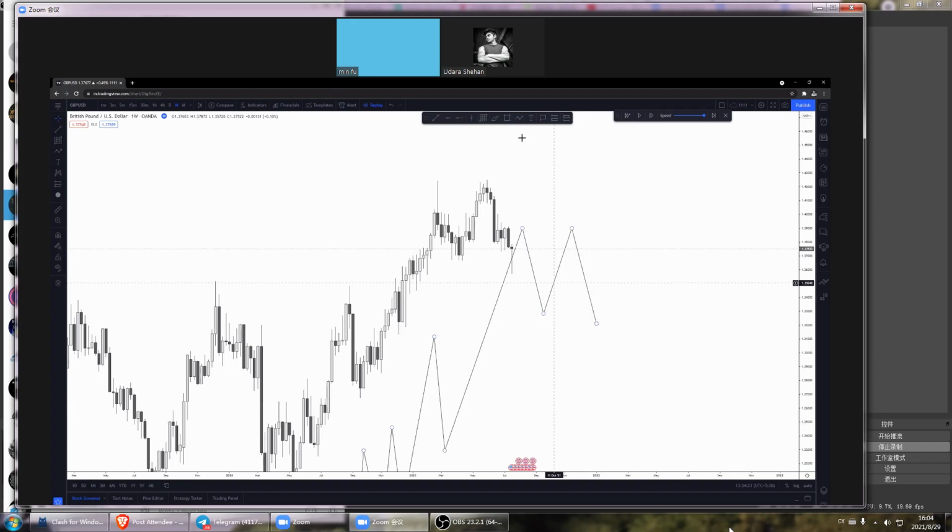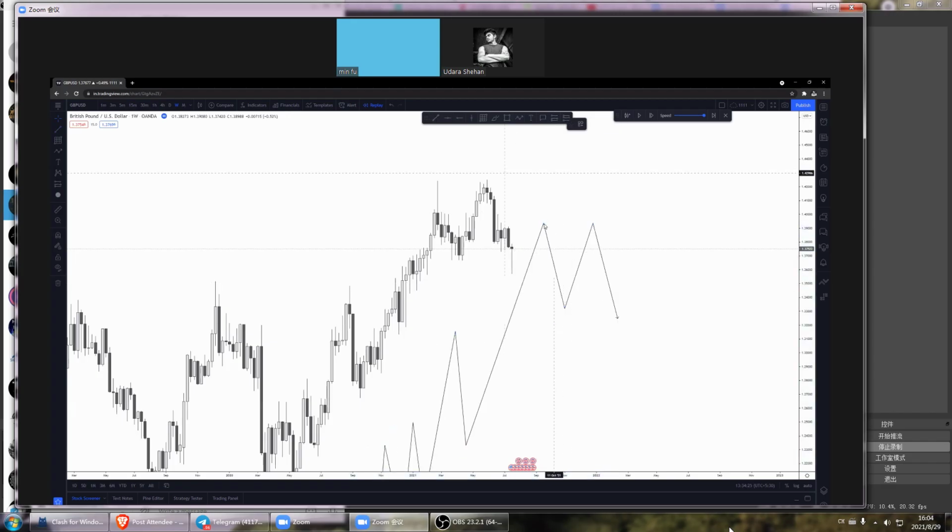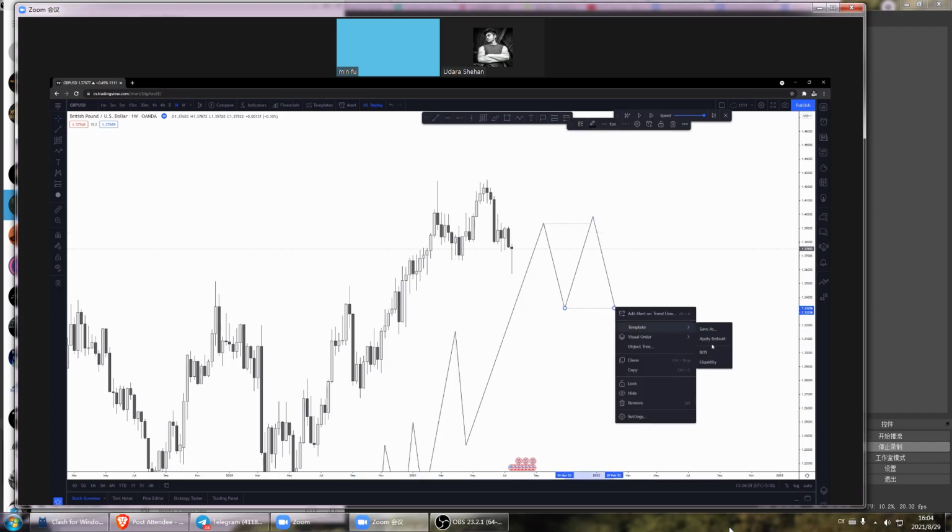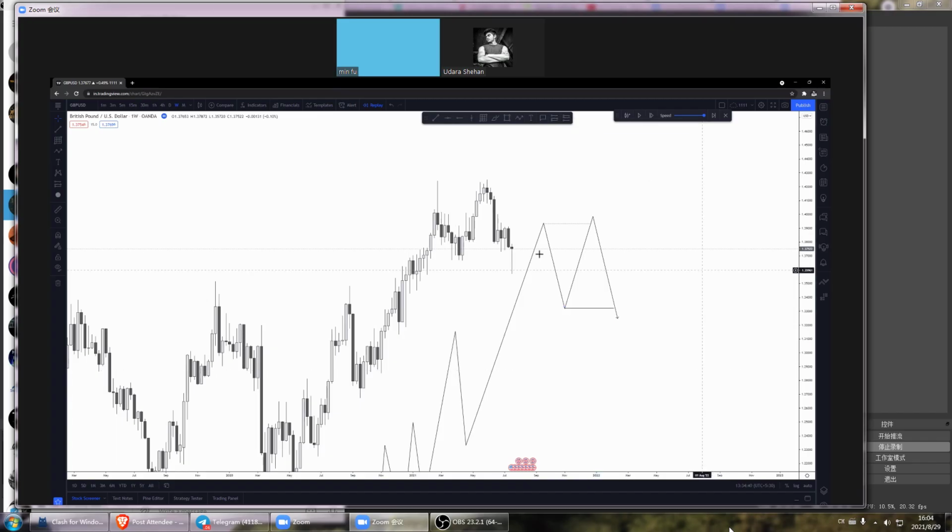What did price do? It took out liquidity from this high right here, and it broke structure. See that? Which means now we have a breakout structure.